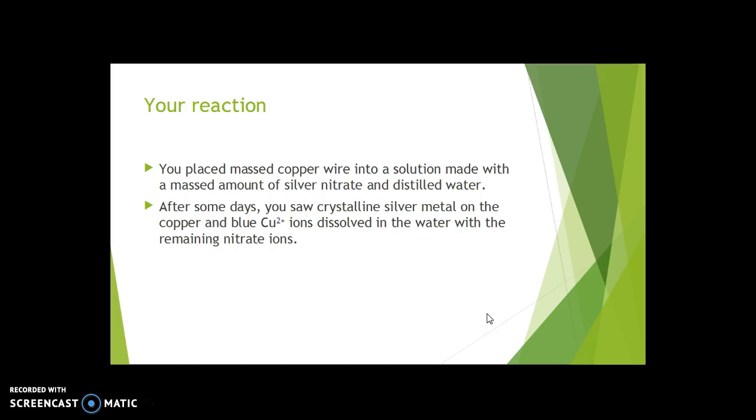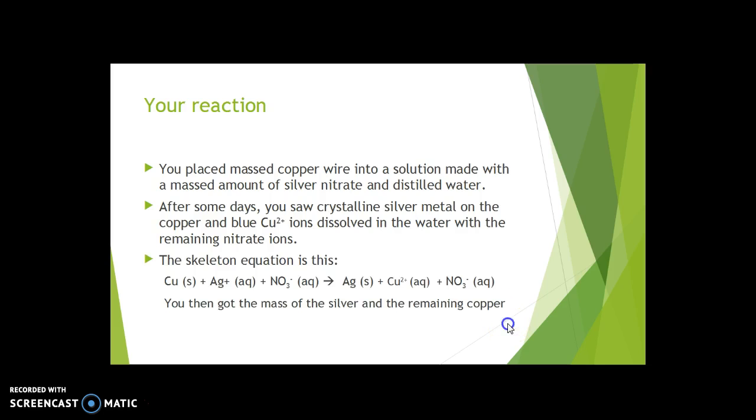They're not blue, but they look blue in the water. They absorb light so that they appear to be blue. And it was dissolved in the water with the remaining nitrate ions. So if we write a skeleton equation, and that's an equation that just tells us what reacts and what is formed, we have copper metal reacting with silver nitrate, silver plus and nitrate minus, to form silver metal and copper 2+ ions and nitrate ions. The nitrate ions are unchanged.